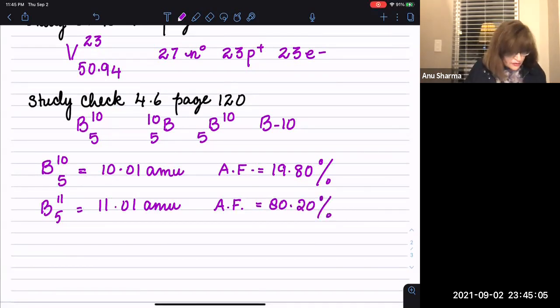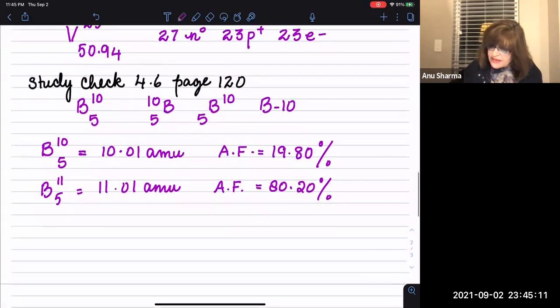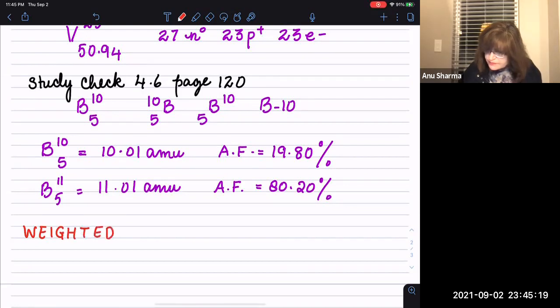Okay, so calculate the atomic mass of boron using the weighted average mass method. So this is another thing that they also use called the weighted average mass method.